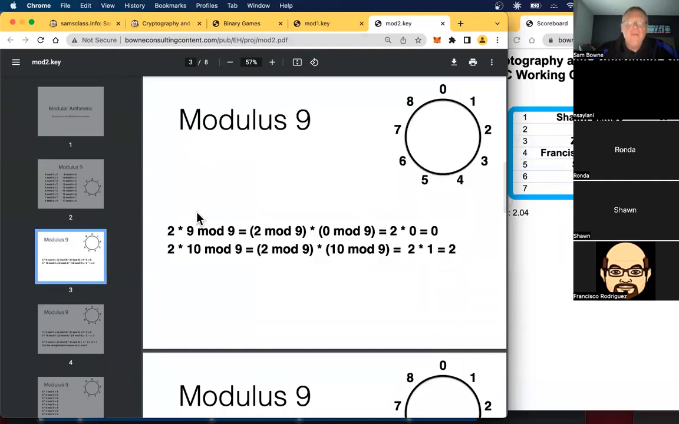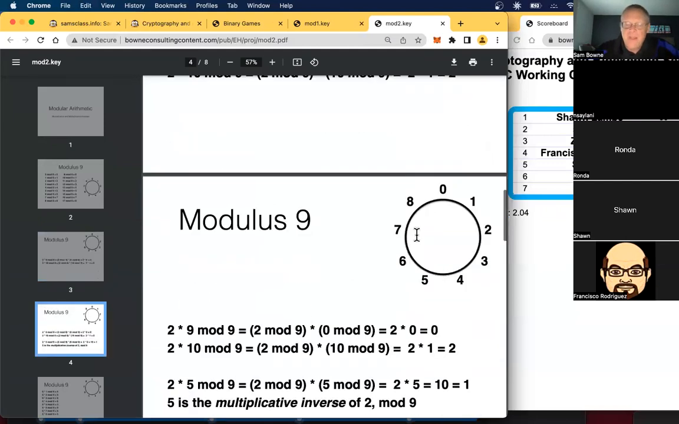And here we're going to multiply 2 times 9 mod 9. You can do it by just starting from 0, adding 9, and then adding 9 again. You'll end up at 0. Or you can distribute it: 2 mod 9 times 0 mod 9. That's 2 times 0. So multiplication works the way you'd expect.